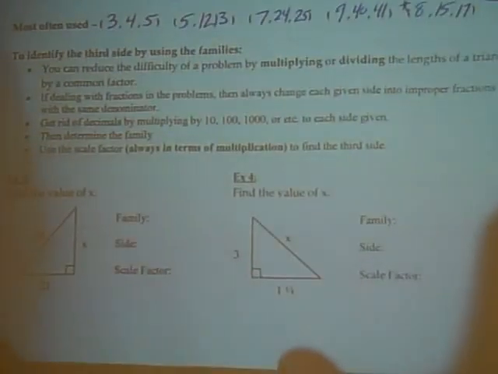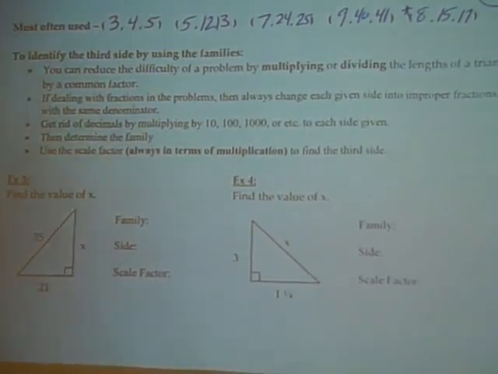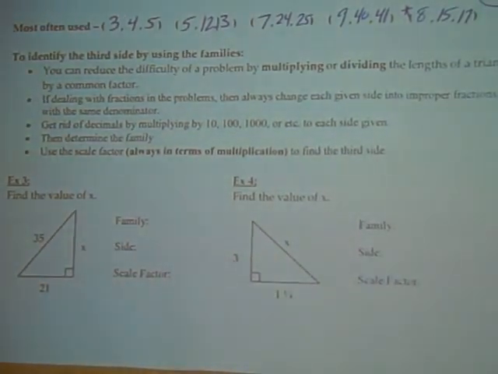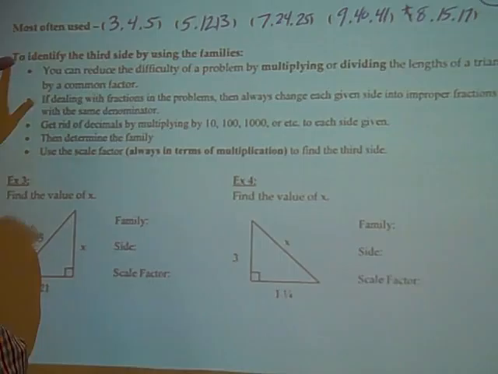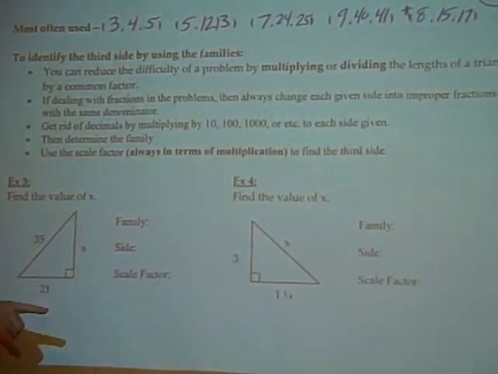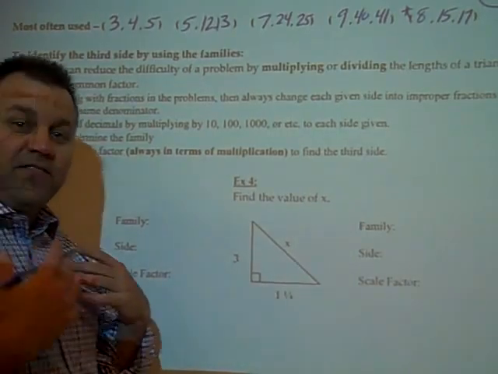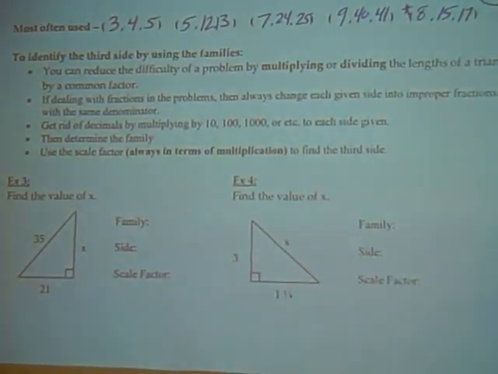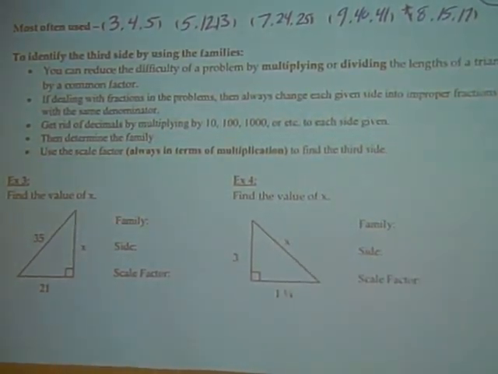Jumping down here. Now we're going to learn some more about triangles. We're going to learn about their families. We're going to be able to find the missing side. And we're also going to be able to find the scale factor of the right triangle.